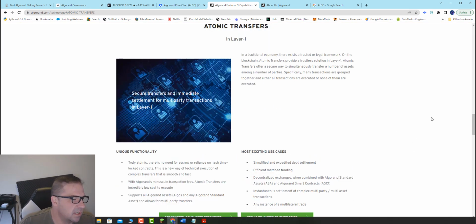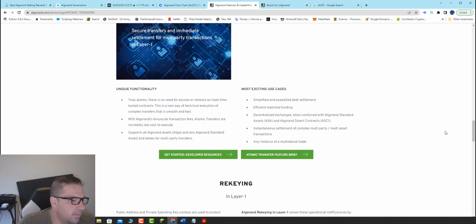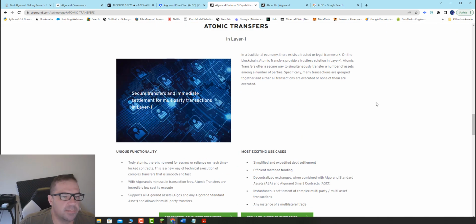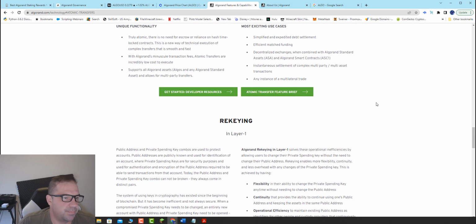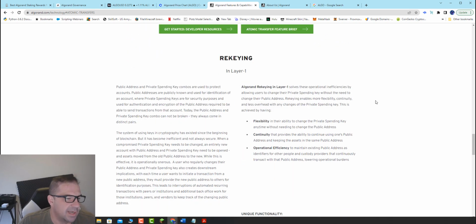Atomic transfers, secure transfers, immediate settlement for multi-party transactions in layer 1. This probably has more to do with... I haven't read about this one, but this is the one that probably has to do with the multiple signatures.